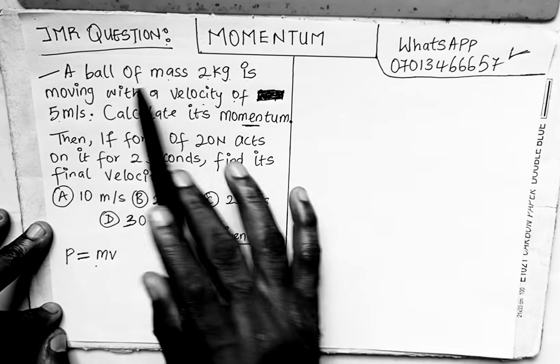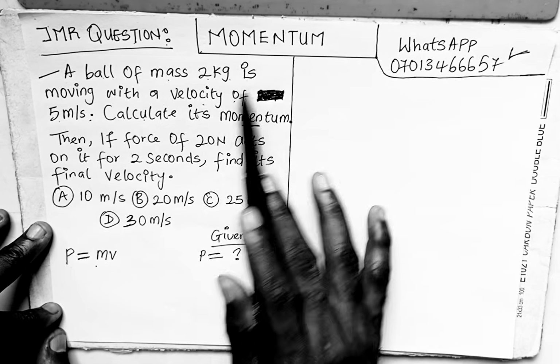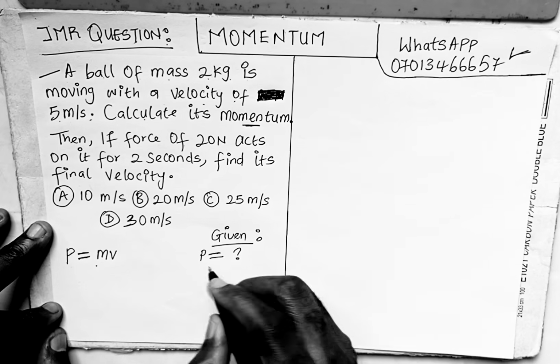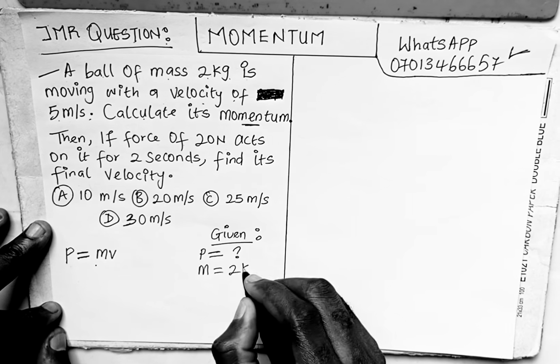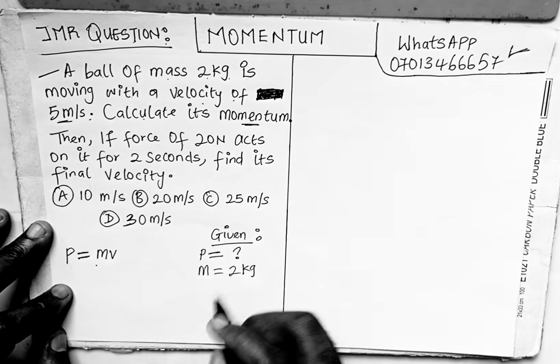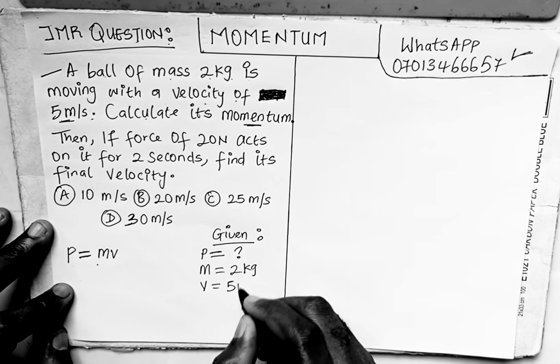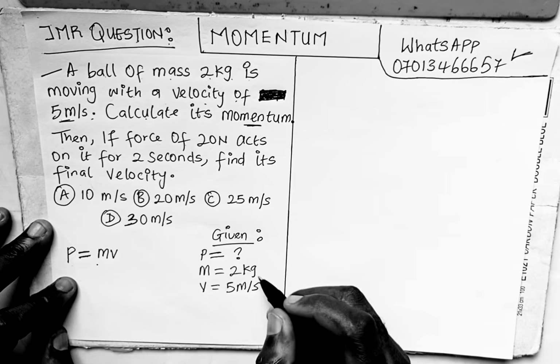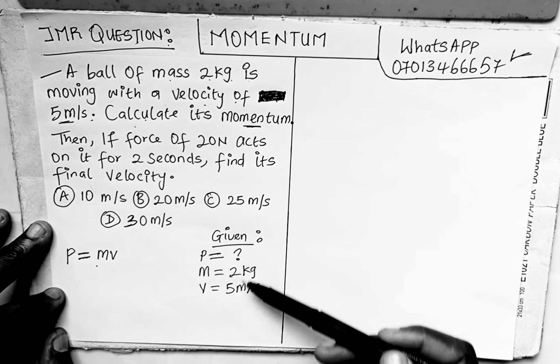We were given a ball of mass 2 kilograms, moving. 2 kilograms is the mass. Mass of the ball, m, is equal to 2 kilograms. Then a velocity of 5 meters per second. This is the velocity, v equals 5 meters per second. Then they said calculate momentum, so we will now use this to calculate momentum.